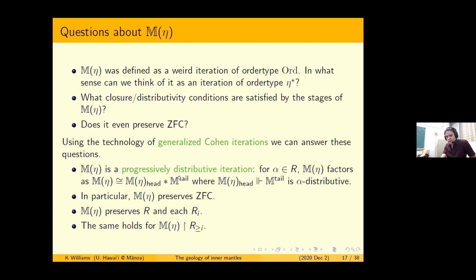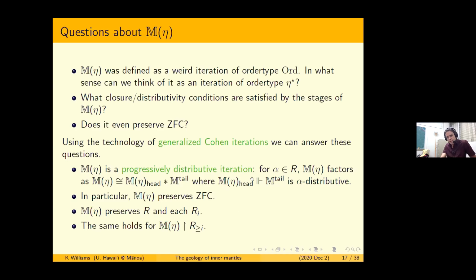We get that this is what we call a progressively distributive iteration. What do we mean by that? We mean that for any alpha, you can split it up into a set-sized headpiece and an alpha-distributive tail. So it's the small thing iterated with this distributive tail. In particular, anything like this is going to preserve ZFC. If you know how to show that progressively closed iterations preserve ZFC, all you really used was progressive distributivity to get that, so it's exactly the same argument.